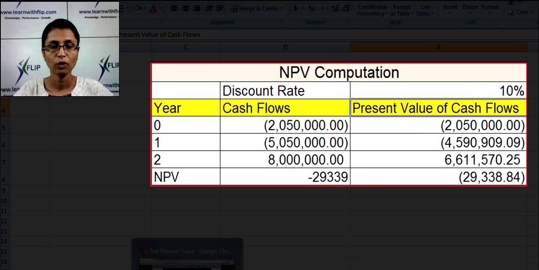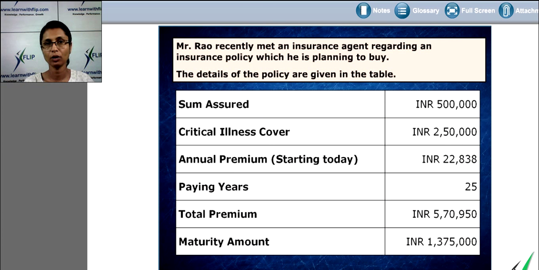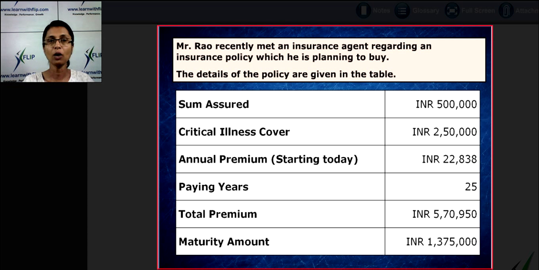Okay? We'll move on to another example now, which is a real life example to understand the concept of NPV. So Mr. Rao recently met an insurance agent and the agent told him about a policy. Now what do we see here? That if Mr. Rao pays a premium of 22,838 for a certain number of years, so we see cash flows over a period of time, then we will get a maturity amount of 13,75,000 after those 25 years. We can leave this out because in case of death, this is the sum assured. Essentially what we're trying to find out and help Mr. Rao is that if I pay for 25 years 22,838 and I get 13,75,000 after that, then is this an investment which is making it worth my while?